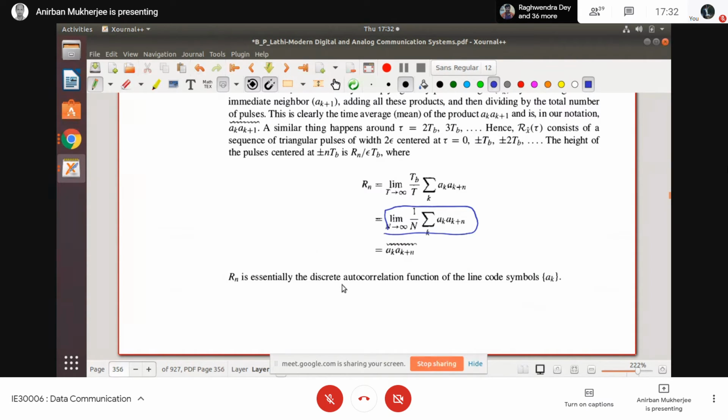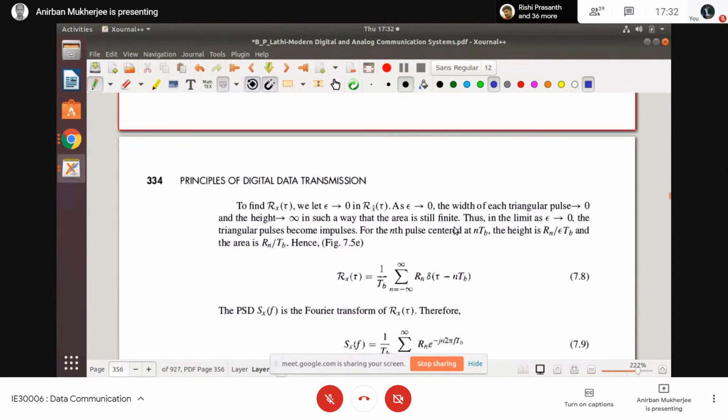This is called the discrete autocorrelation function of the line code symbols A_k. That means R1, R2, R3 in that way. This is my discrete autocorrelation that you have already studied in signals and networks class. Now, from there, to find R_x(tau), we are defining epsilon tends to 0.